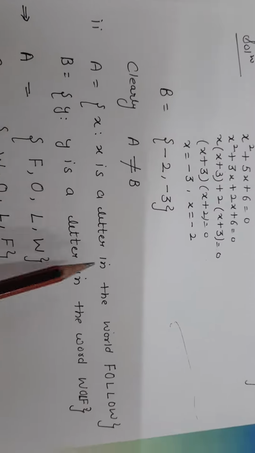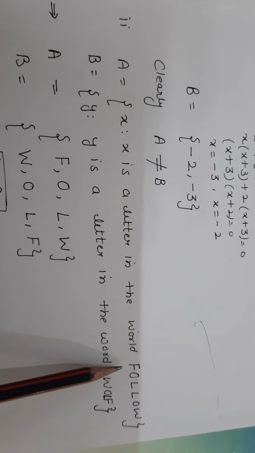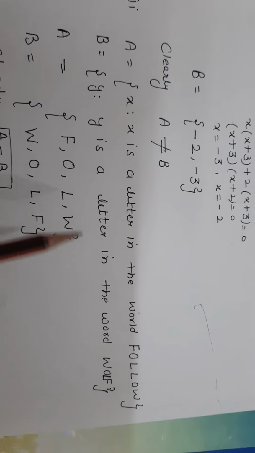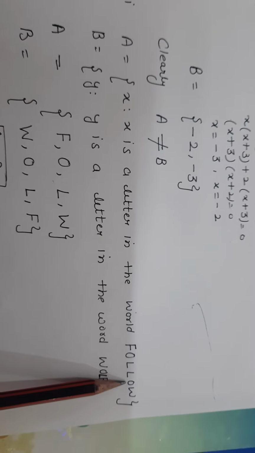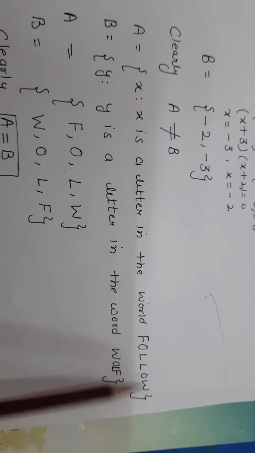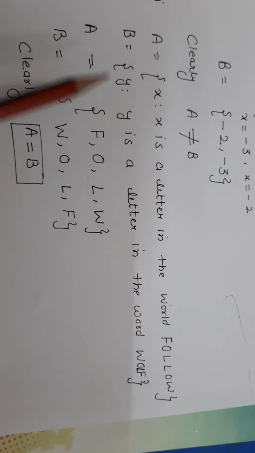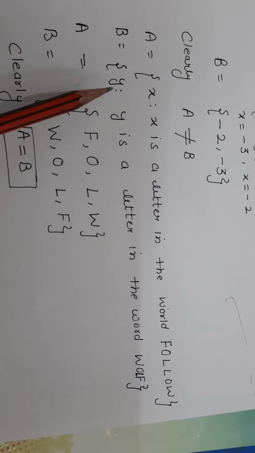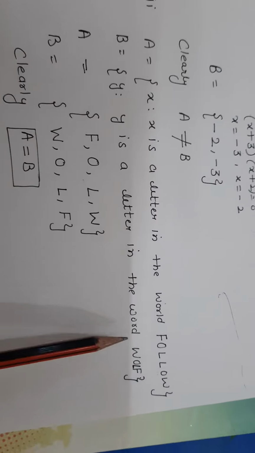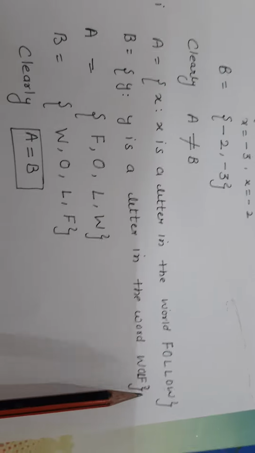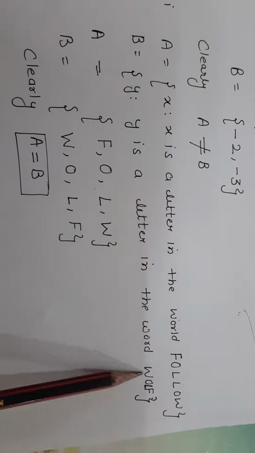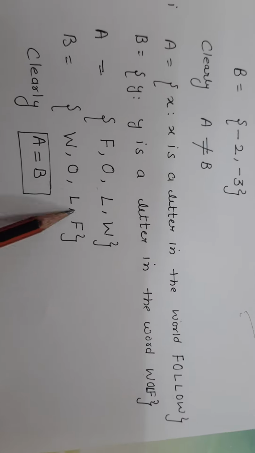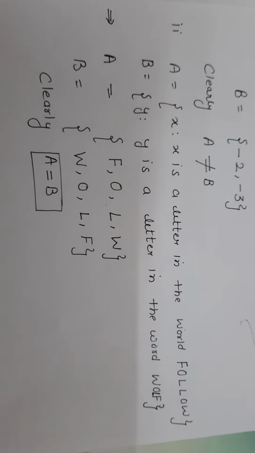Part A. X is a letter in the word follow. So the letters will be F, O, L. We'll write a repeated letter only one time, so we'll not write it again. Comma W. And B. Y, the set of those Y's such that Y is a letter in the word wolf. Right? So the first letter is W. Next, comma O, comma L, comma F. Clearly these two sets are equal.